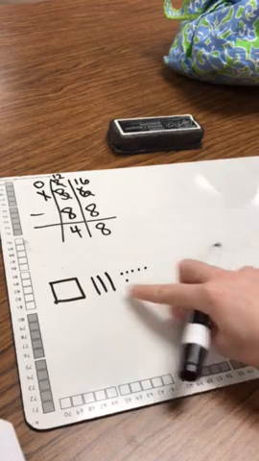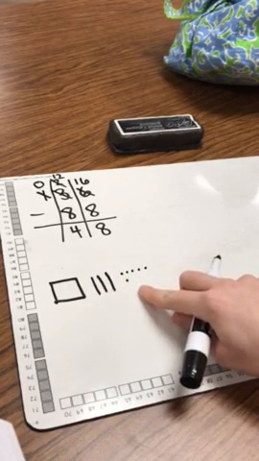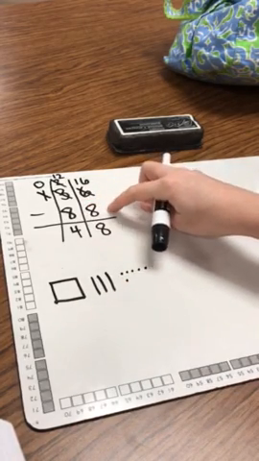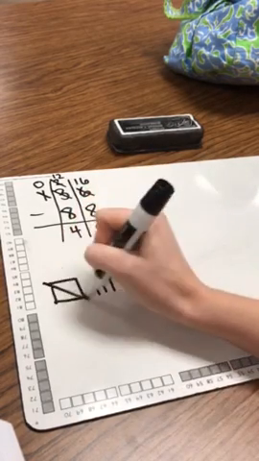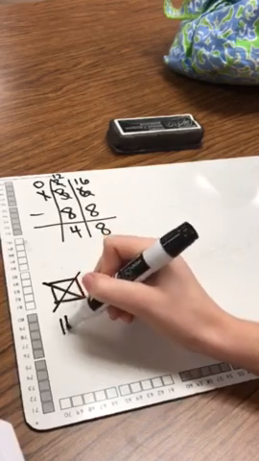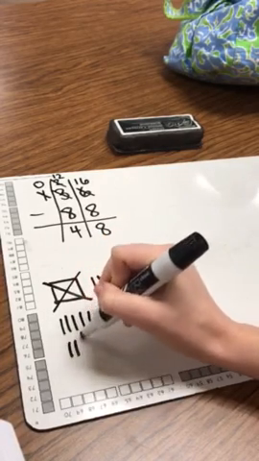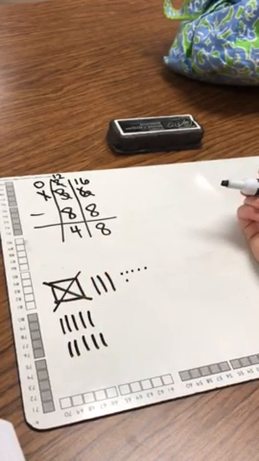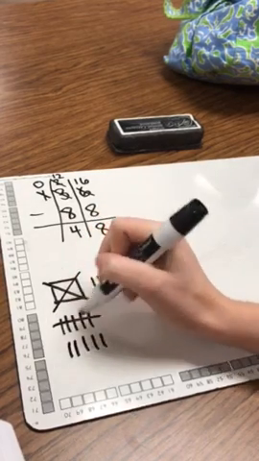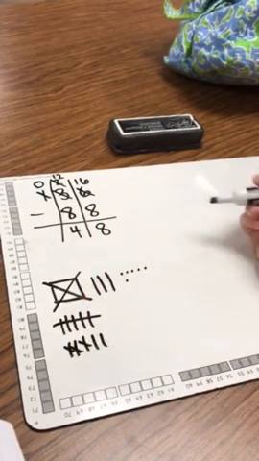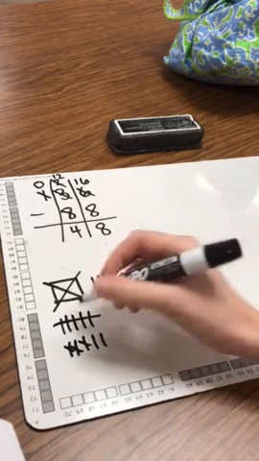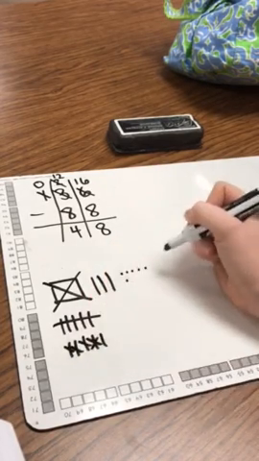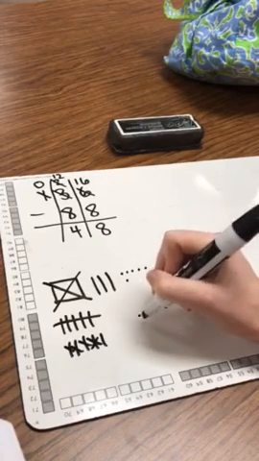136 is already written out, 100, 3 tens, 6 ones. We want to subtract 88. We don't have enough tens to take away 8 tens, so I'm going to cross out this 100 and regroup it as 10 tens. Now I have enough to subtract 8 tens. 5, 6, 7, 8. So now I want to take away 8 ones, but I don't have enough. So I'm going to regroup one of these tens as another group of 10 ones.